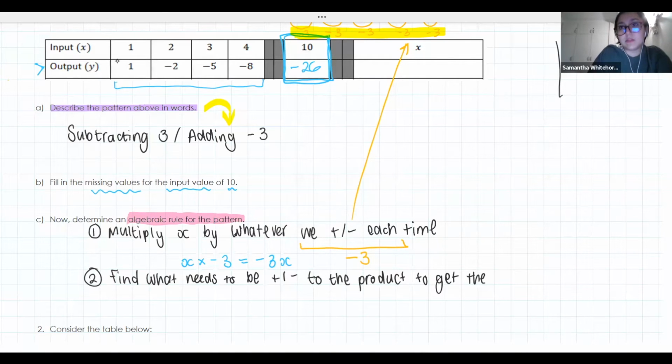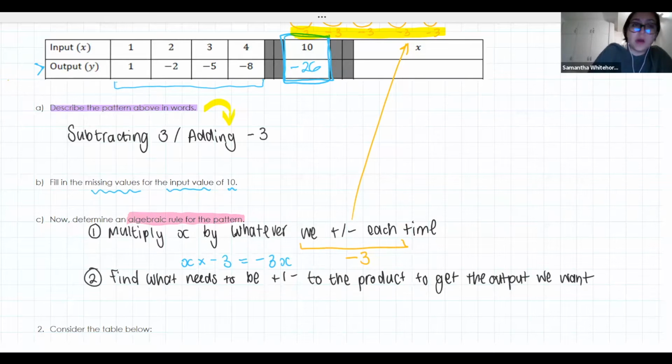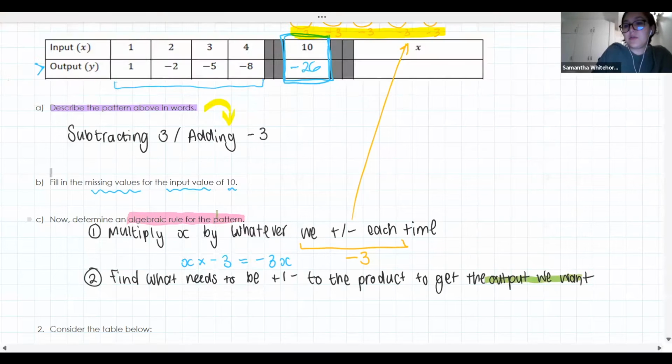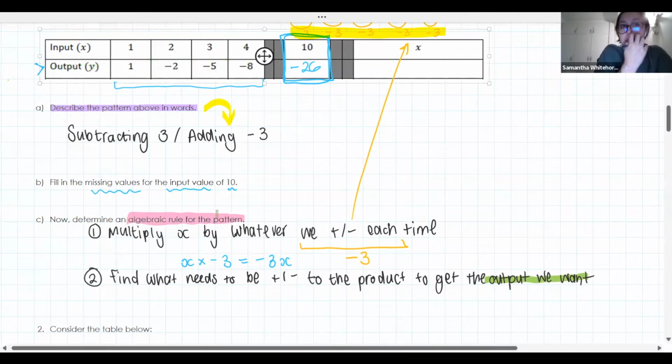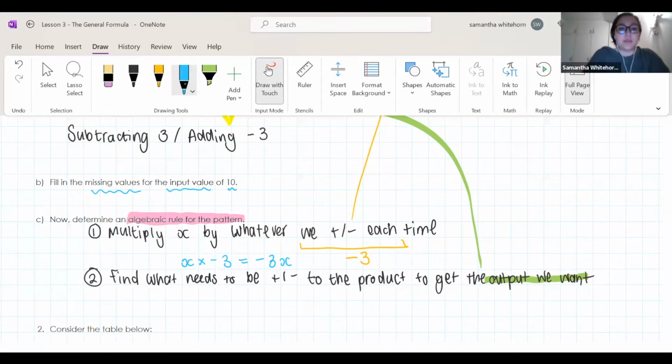Now, when I say the output we want, what I mean is the values that were given in our table. So the outputs that we want are these outputs that I was given in my table here, essentially the pattern that I was looking at. The output that we want is in my table. I can see that in my table. So I need to go from my product to my desired output. So let's have a look.